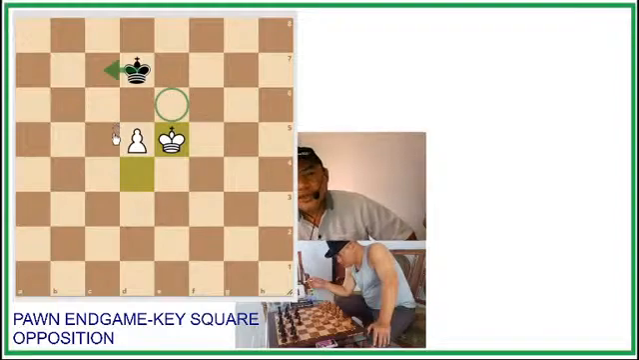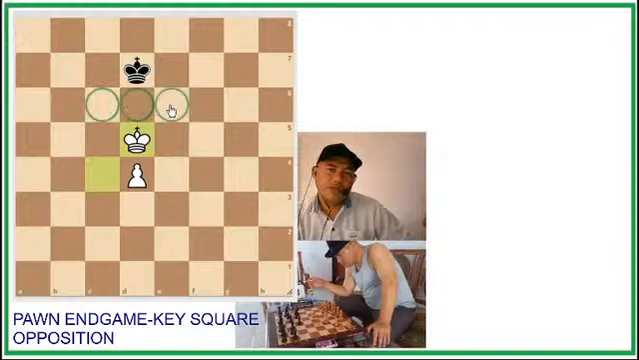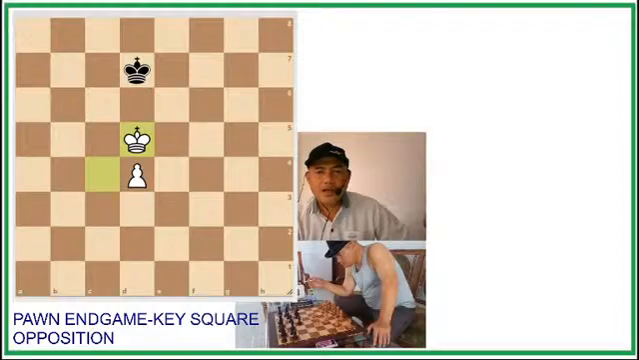So the opposition is really about how black can take the key square from white, and how white can defend the key square. Yes.